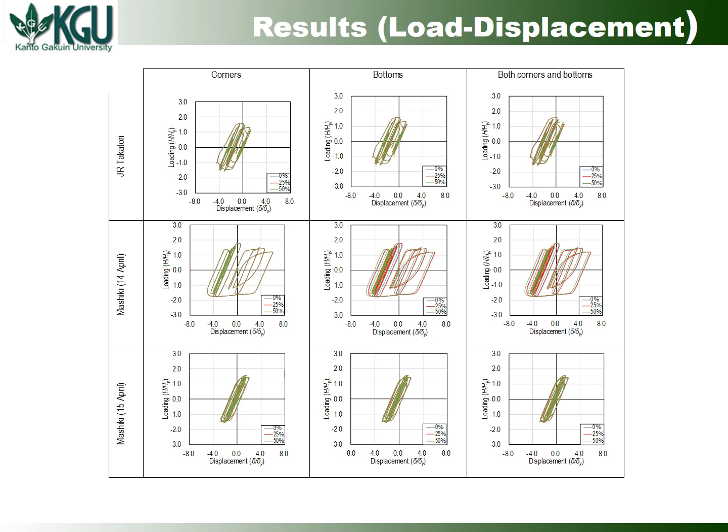Okay, now let us show the results. This figure shows the horizontal load displacement relationship at the pier top for each input ground motion. In these figures, the horizontal loadings and horizontal displacements at the pier top are divided by the horizontal yield load and horizontal yield displacement respectively to make them dimensionless.